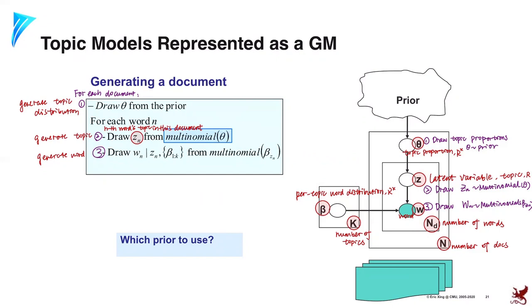Then for each word, Wn, we first generate its topic, which is this Z. It should be a latent variable. This Zn should be generated from a multinomial distribution whose parameters are theta. And then with this Zn, we can find the corresponding per-topic word distribution, which is beta Zn. And then we generate this word Wn from the multinomial distribution whose parameters are beta. So that's the process of generating a document.